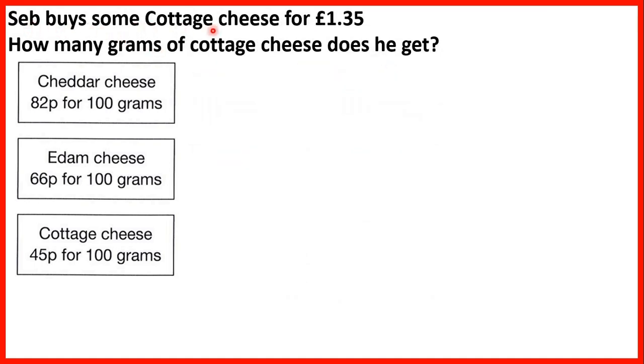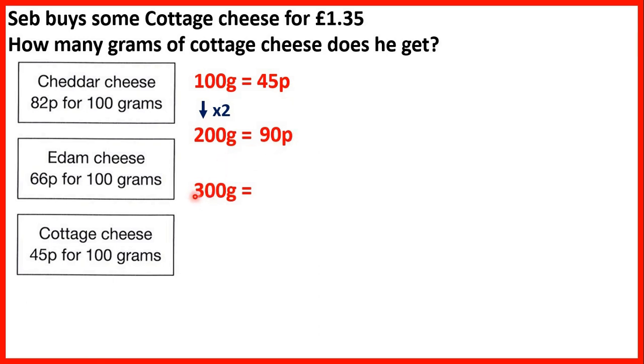Now, Seb buys some cottage cheese for £1.35. How many grams of cottage cheese does he get? We can see that cottage cheese is 45 pence for 100 grams. If we double that, that means 45 times 2 is 90, so 200 grams would cost 90 pence. And then, to find the cost of 300 grams, we can add the cost of 100 and 200 grams. So that's 90 plus 45, so 135 pence, or £1.35.